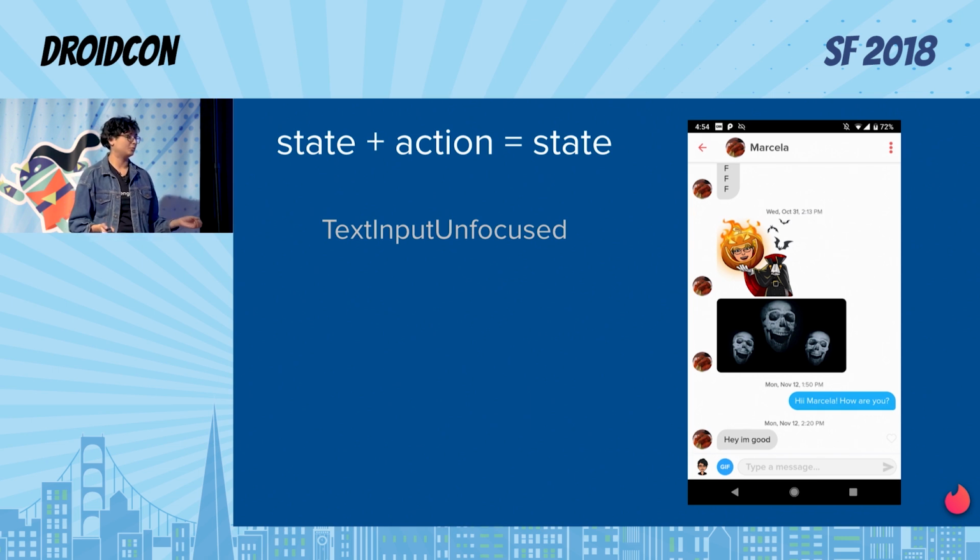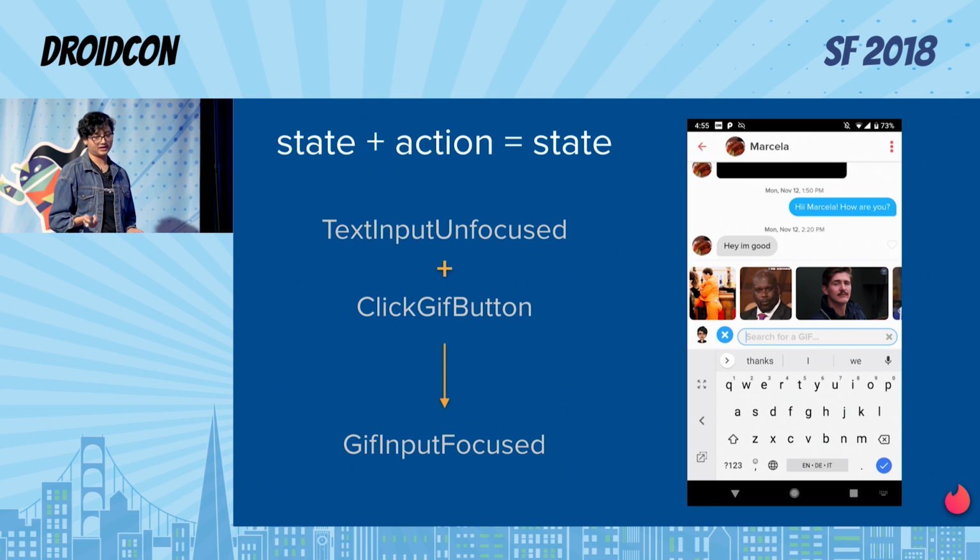Now, we just want to illustrate what happens if you click on the buttons that we talked about earlier. So let's say you're in this state, and you click on the GIF button. Now, the configuration of the screen changes to reveal the keyboard and a carousel for your GIFs. This state is something we call GIF input focused. The edit text is clearly focused, and we are able to view a carousel of GIFs.